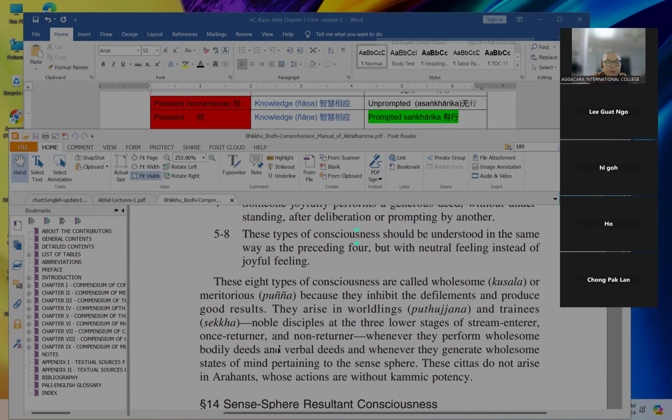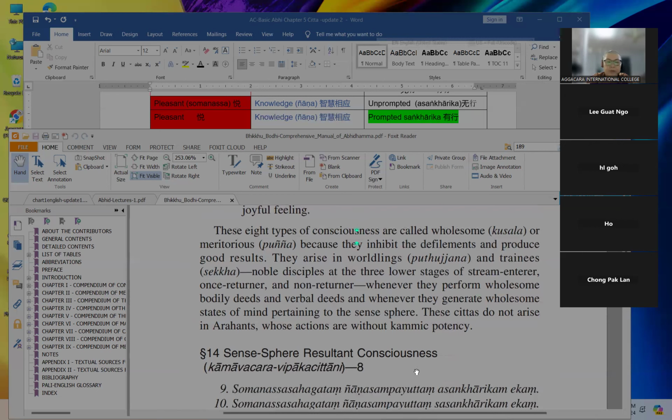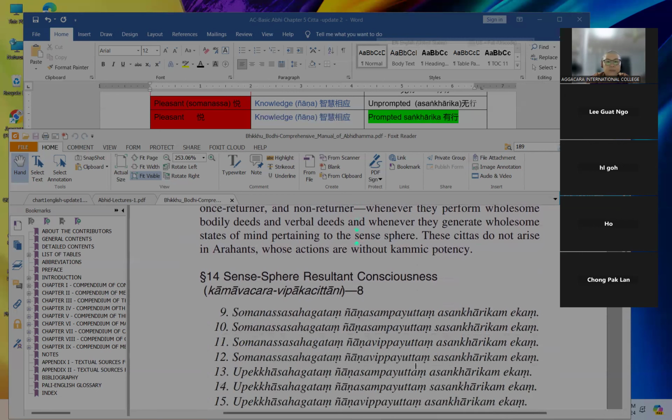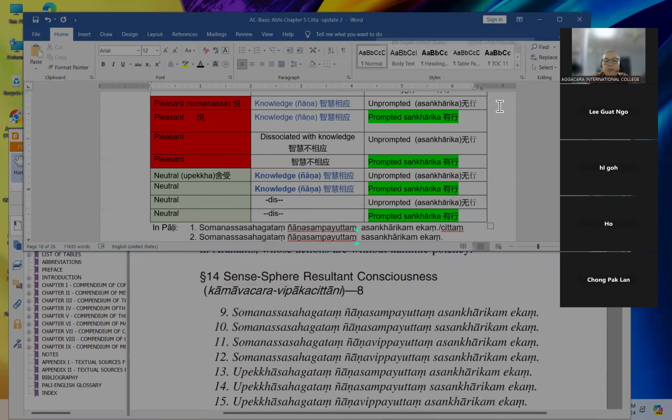Whenever they perform wholesome bodily deeds and verbal deeds, and whenever they generate wholesome states of mind pertaining to the sense sphere. So this consciousness only appears in the sense sphere. All right, but wholesome citta and vipaka do not arise in an Arahant, whose actions are without karmic potency, because an Arahant will not create karma anymore. Right? Okay.